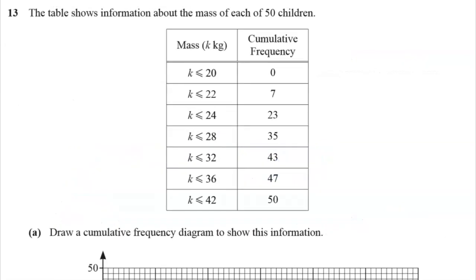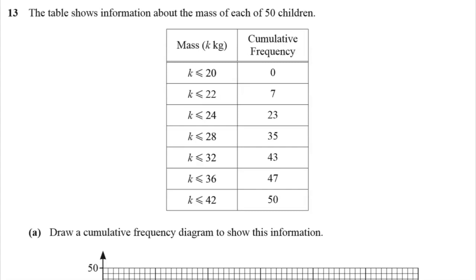Great job. Question 13. The table shows information about the mass of each of 50 children. We don't normally see things like this. What is it saying? Under 20 kilograms, there's no children. Under 22, there's 7. Under 24, there's 23. It's cumulative frequency, so that makes a whole lot of sense. 23 includes 7, but that's good because it's cumulative, and less than 24 also includes less than 22. All right, so this looks fine.